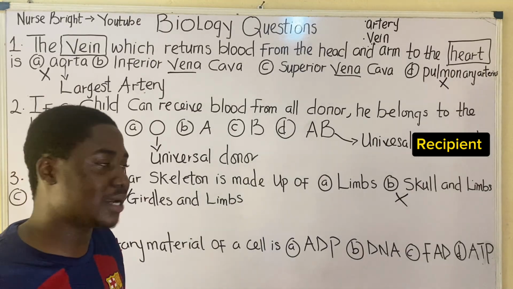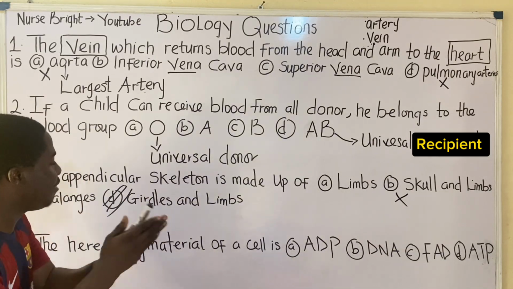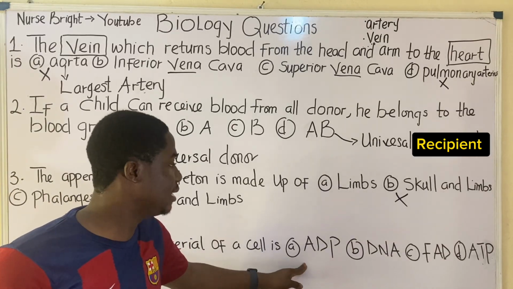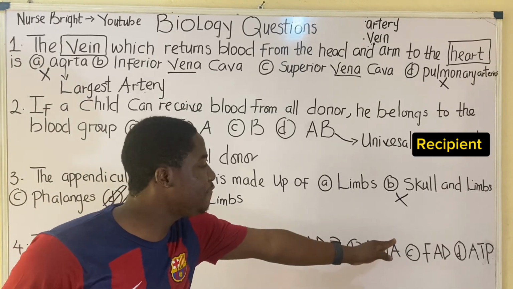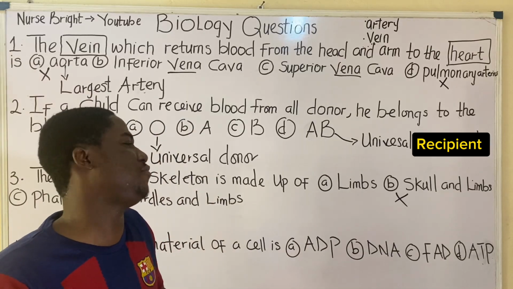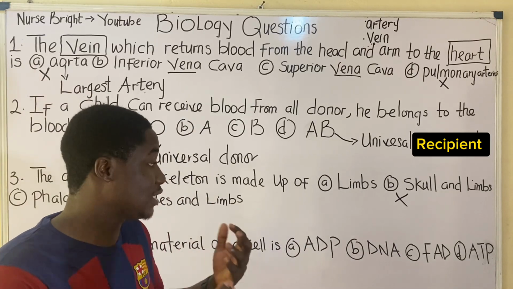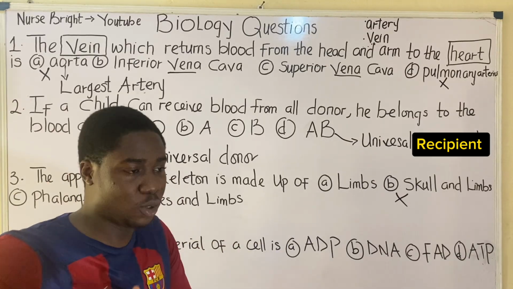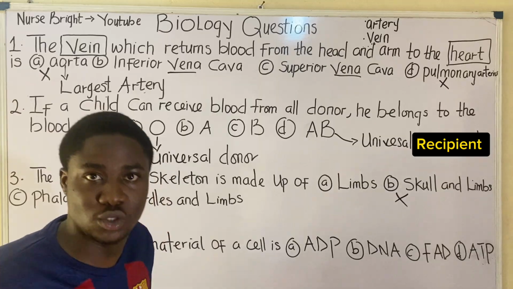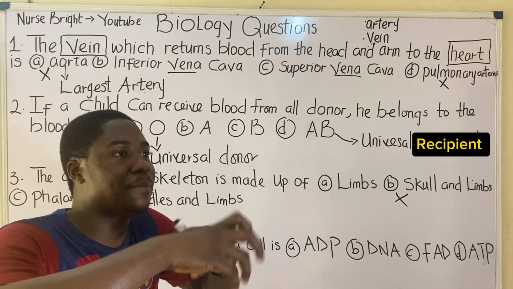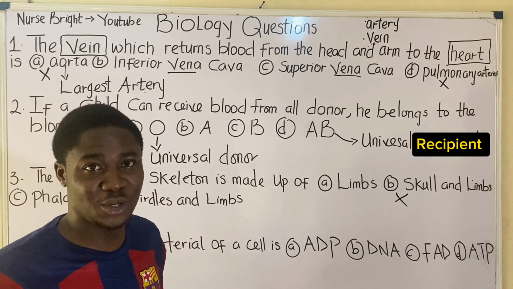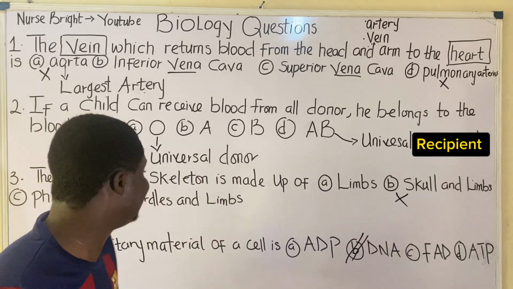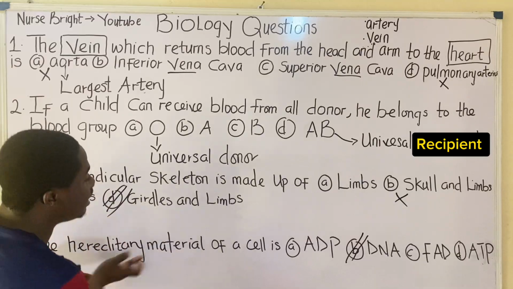Moving over to the next practice question, which is question number 4. It says the hereditary material of a cell is ADP, DNA, FAD, and ATP. Now, even if you don't know this question, or you've not seen this type of question before, with one of the options here, I believe you know the answer, because there's a term here that we often use to describe genetic information. I believe you already know the answer to this question. The answer is option B, DNA. DNA is the hereditary material of a cell.